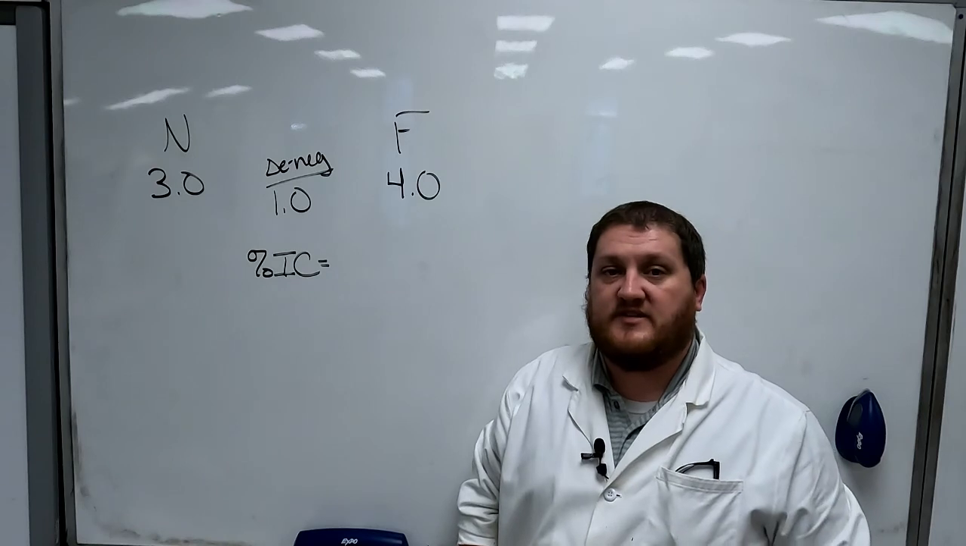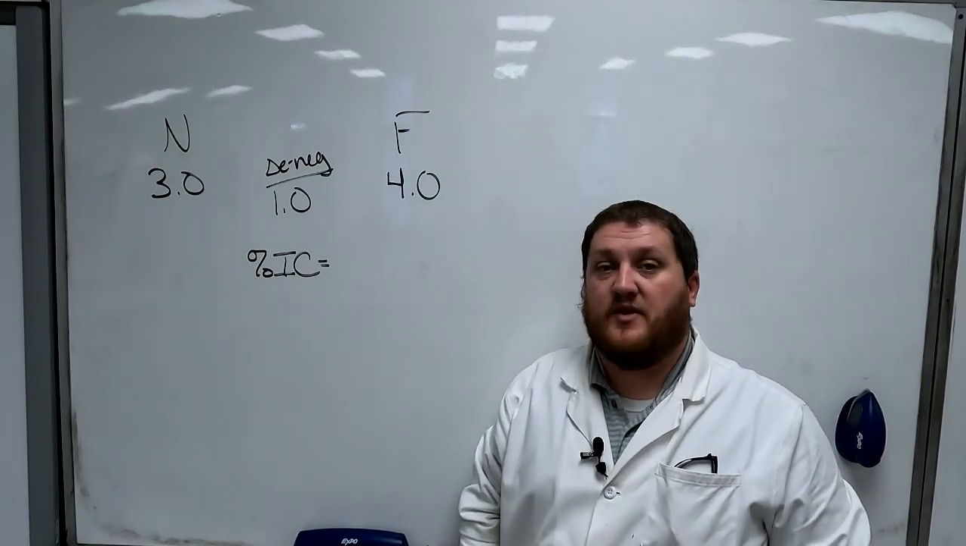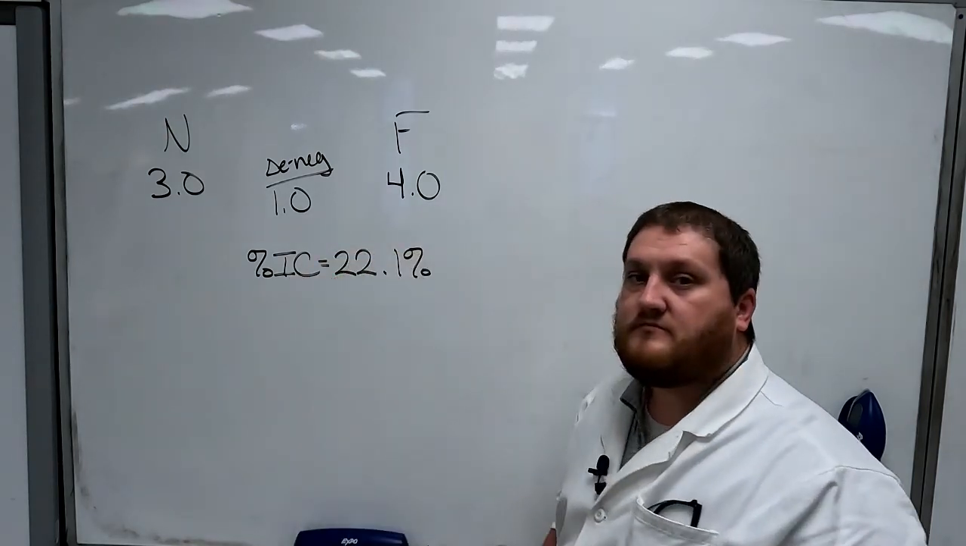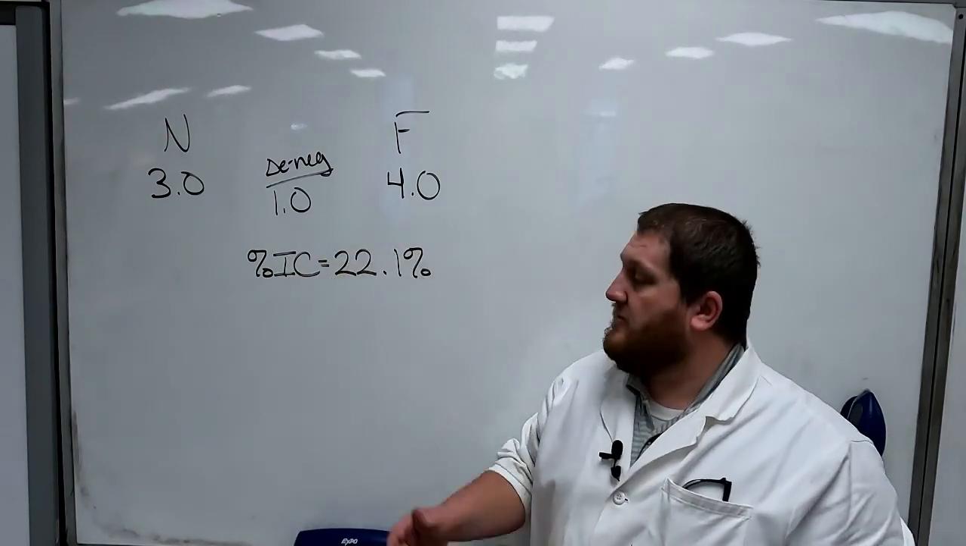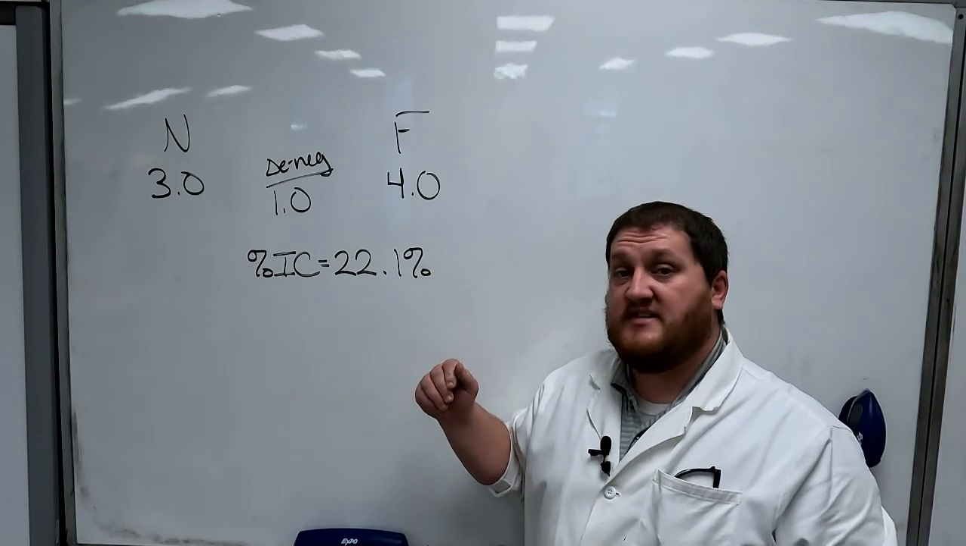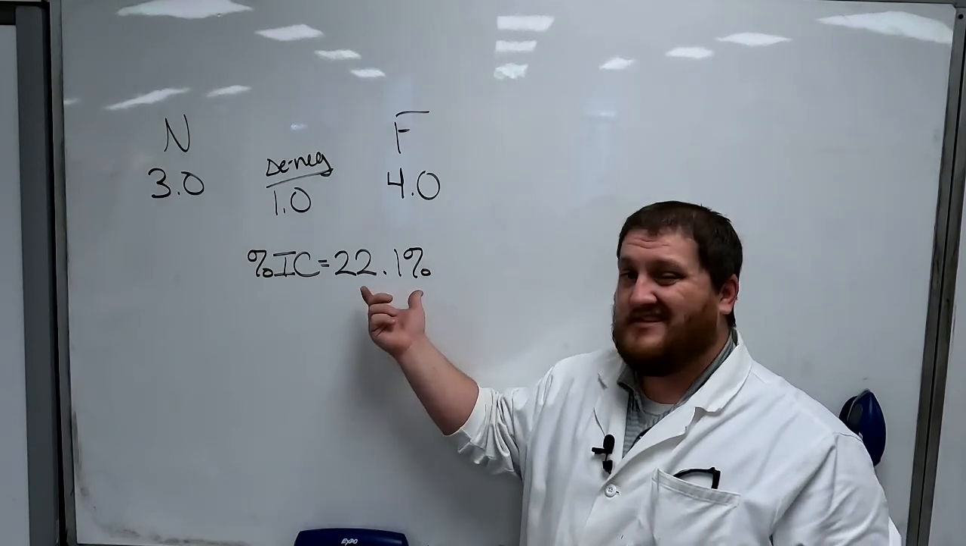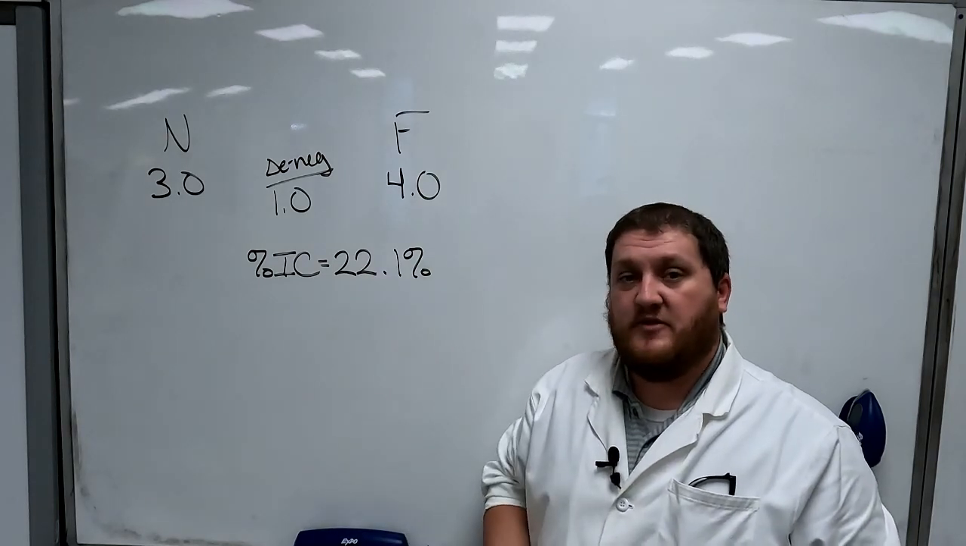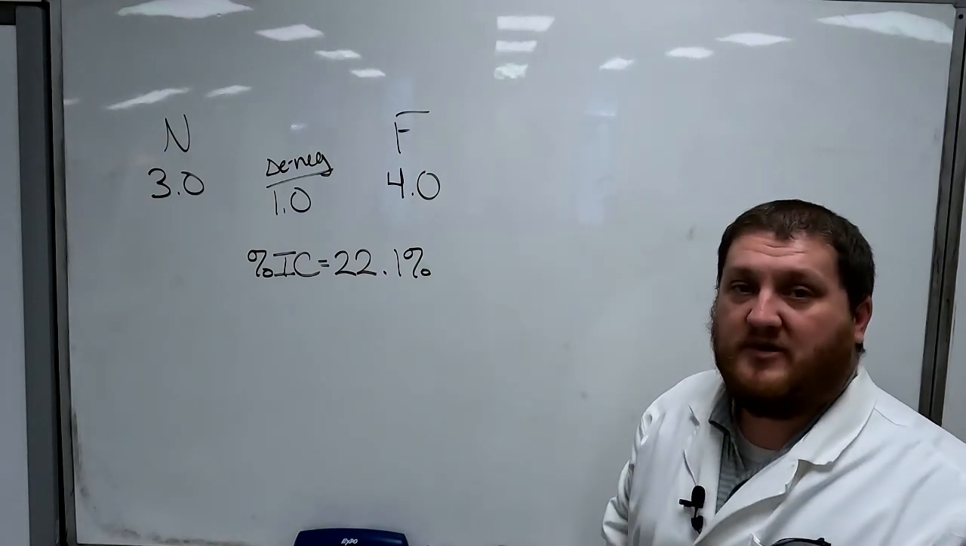And once we plug it in, we see that our percent ionic character is 22.1%. Looking at my table, my percent ionic character is less than 50%, which means it is some kind of covalent bond, but it is more than 5%, which means it is a polar covalent bond.